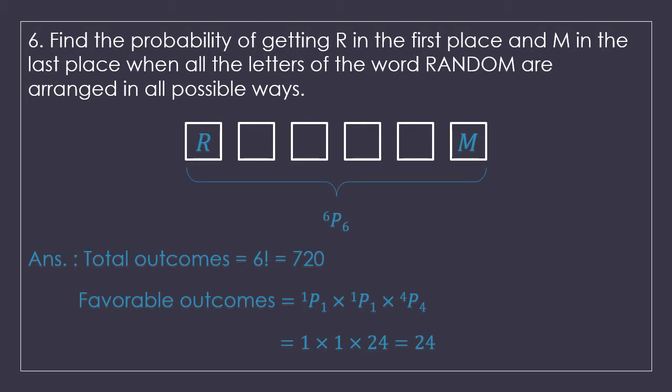The n is 720, the m is 24. So the probability m upon n will be 24 upon 720. To simplify it, our answer here will be 1 upon 30. You know 24 3s are 72, so 1 upon 30 is the answer of the probability for question number 6.